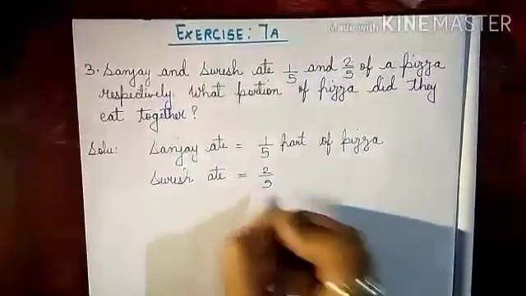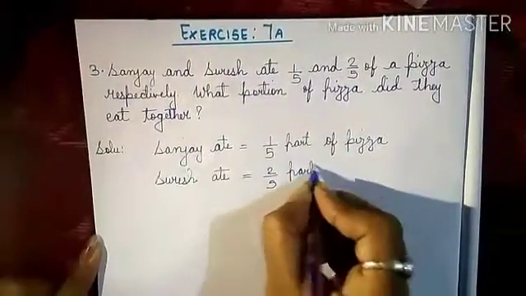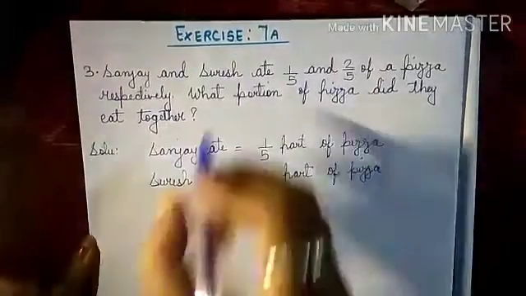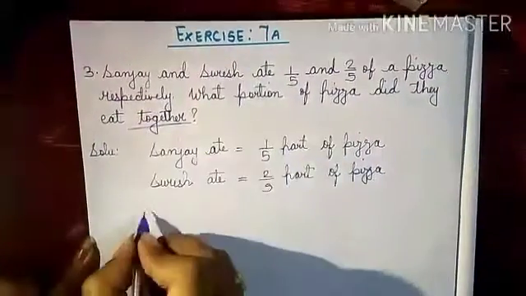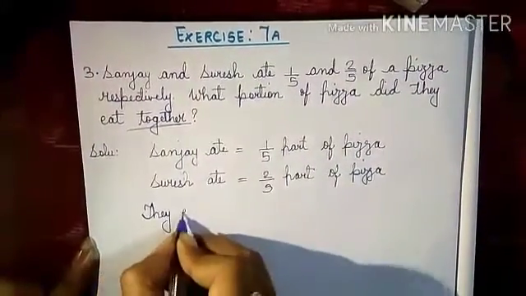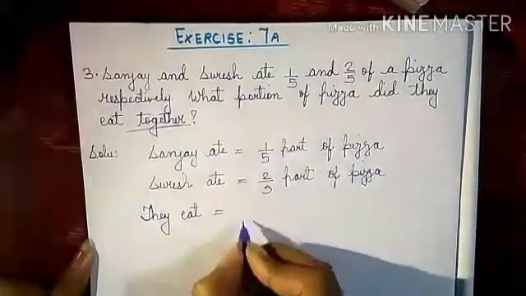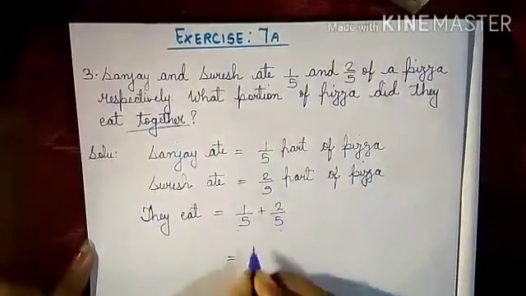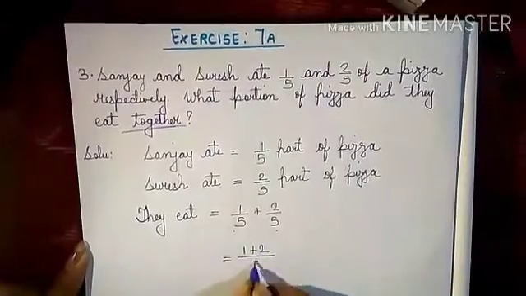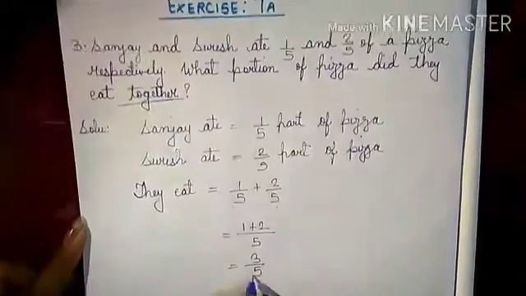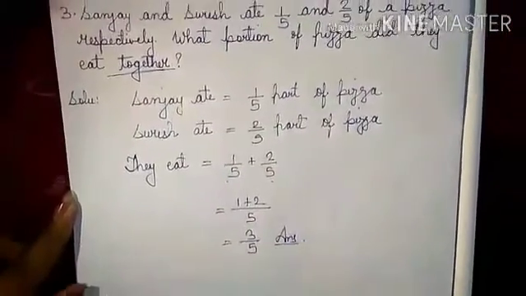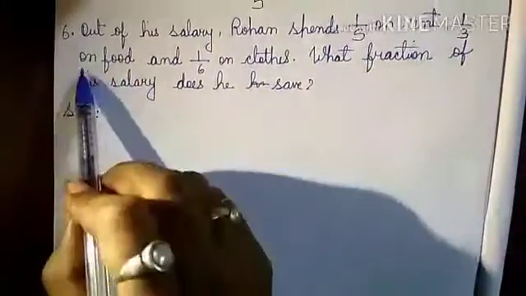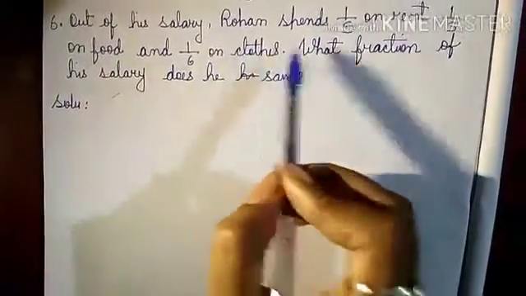Now here the question is how much portion of pizza did they eat together? So together is there, so what will we do? We will add, we will sum up. Now they ate together is equal to 1 by 5 plus 2 by 5. See, these are like fractions because they have the same denominator. So in like fractions we will just add the numerators, and by adding we will get 3 by 5. That is our answer.